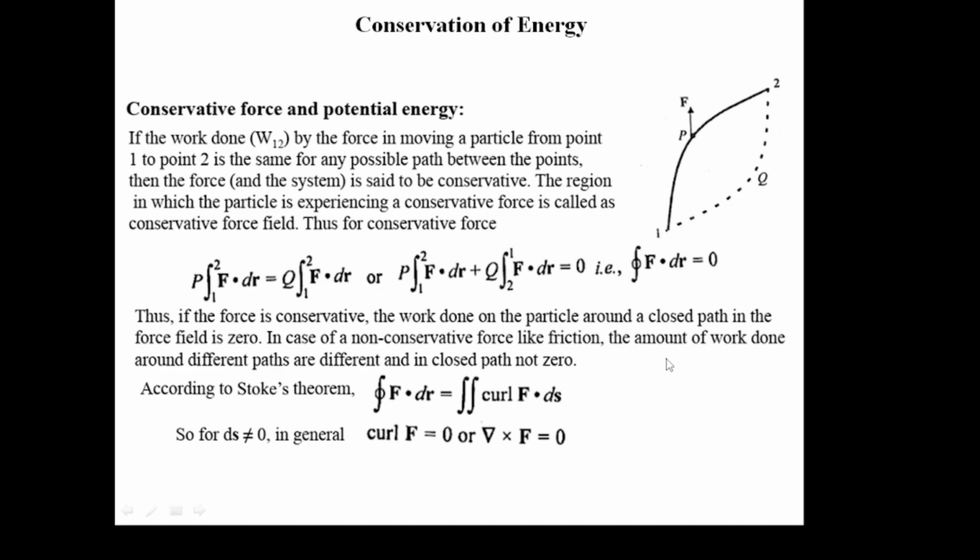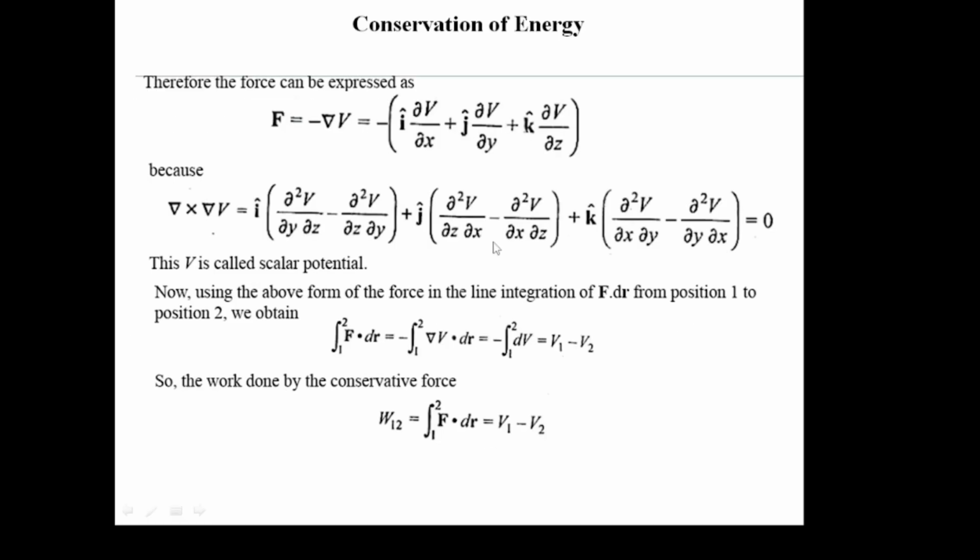And if the force is non-conservative, like friction, viscous force or air drag force, then the amount of work done around different paths is different, and the closed line integral is not 0. According to Stokes theorem, the cyclic integral of F dot dr is equal to the surface integral of curl F dot dS. So curl F, that is del cross F, is equal to 0. And for a conservative force field, F is equal to minus del V.